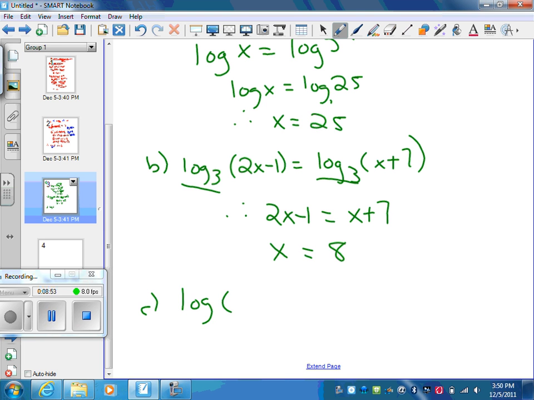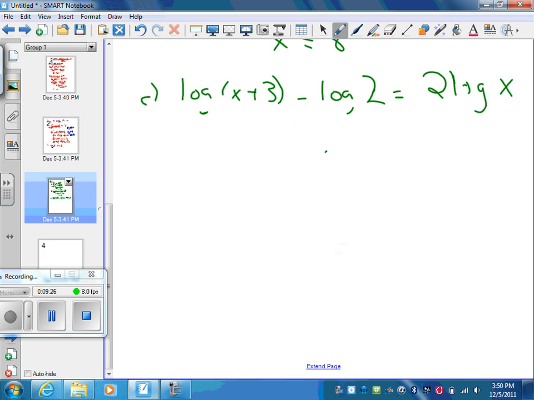Log of x plus 3 minus log 2 equals 2 log x. So these all have the same base. Even if I would have the number 7 there or something, they would all have the same base. When there's no number written, do you guys know what base it is assigned to? It's actually assumed to be base 10. There you go.